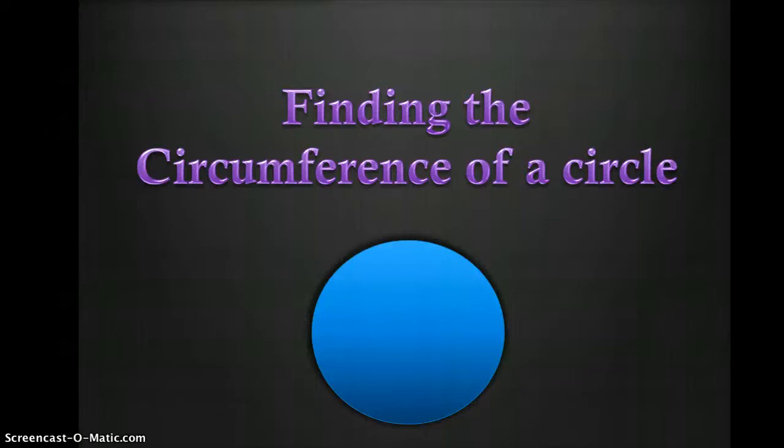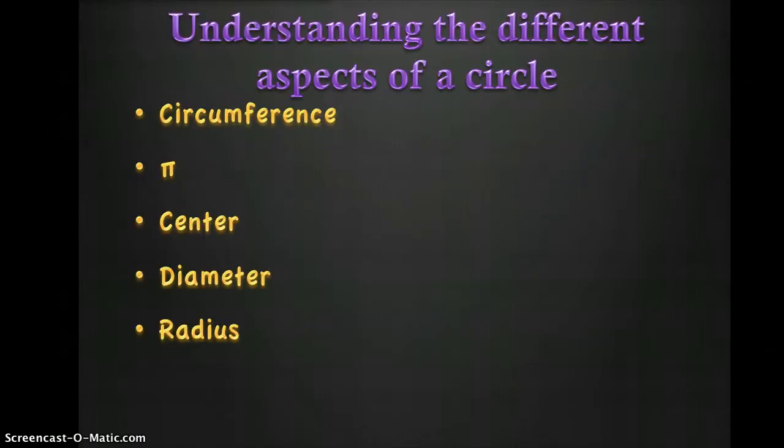Today we will be learning how to find the circumference of a circle. To better understand how to find the circumference of a circle, we will first go over some of the different aspects of a circle, such as the circumference, pi, center, diameter, and radius.